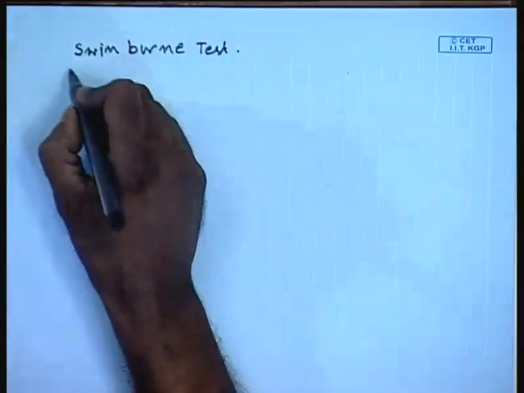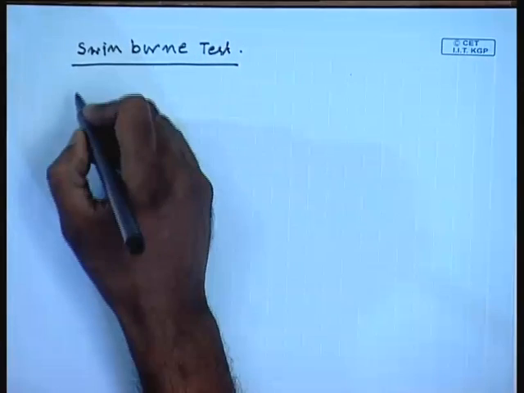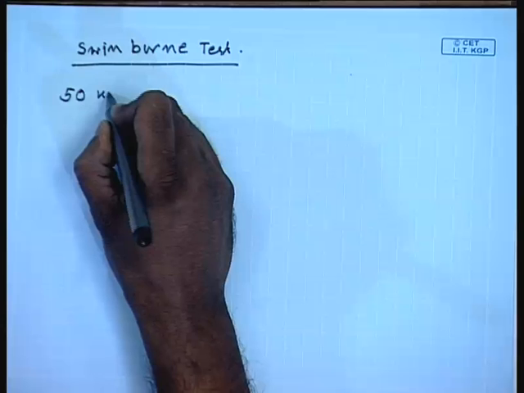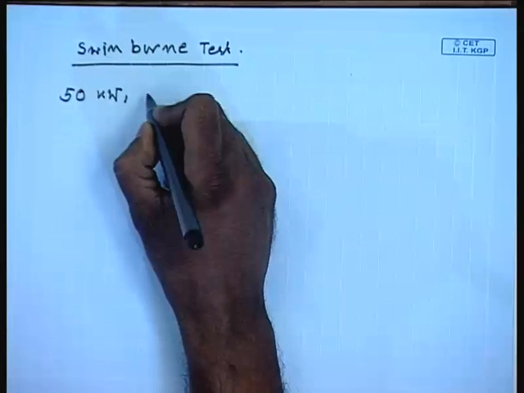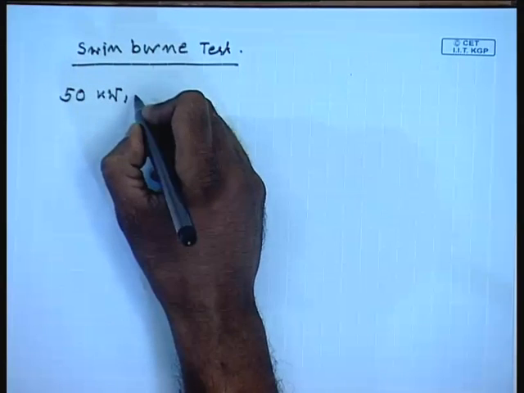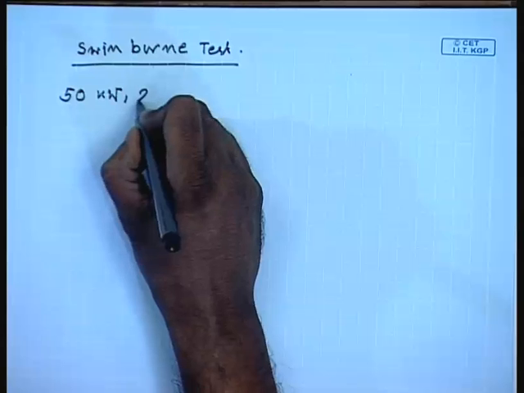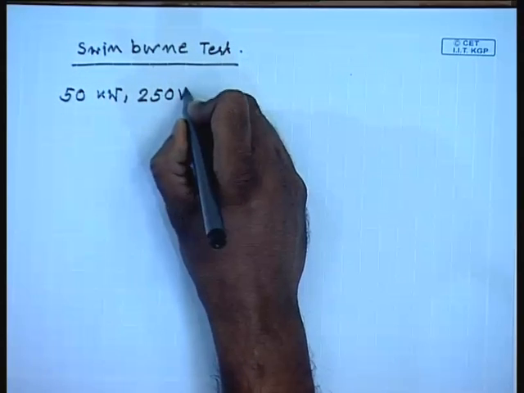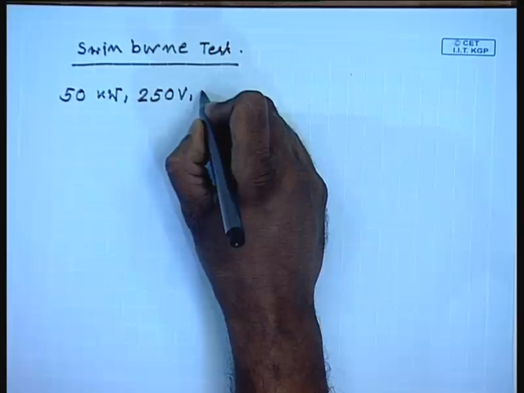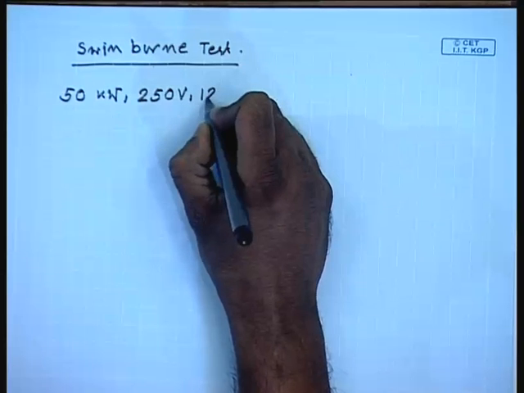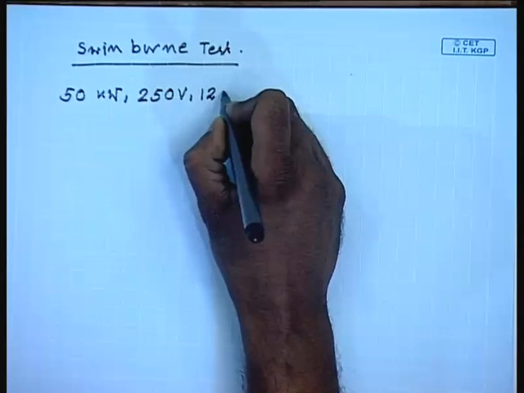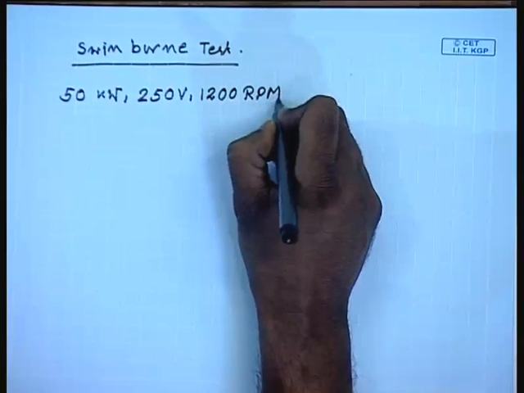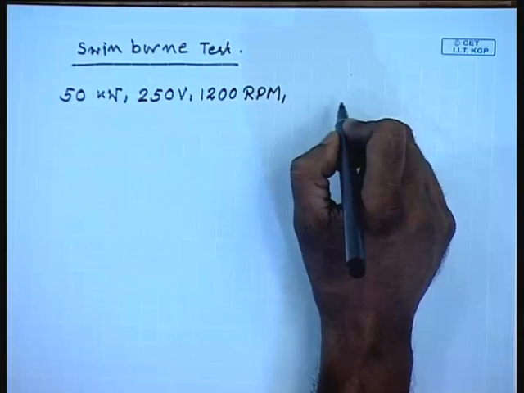So, we have a 50 kilowatt, 250 volt, 1200 RPM DC motor.